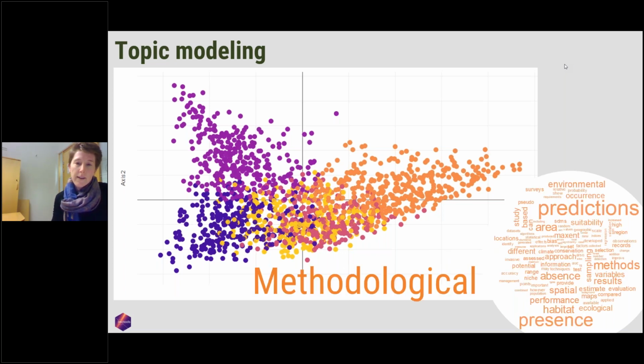And then moving to the other side of the x-axis in the orange cluster, the words are more methodological: presence, absence, spatial predictions. So we can view this left to right axis roughly as a transition from simple reporting of observations to more methodological papers about what to do with these observations.